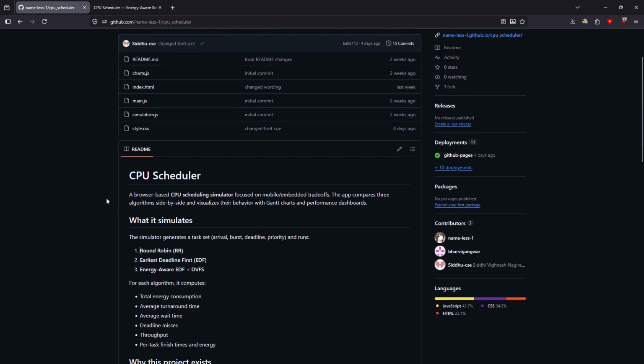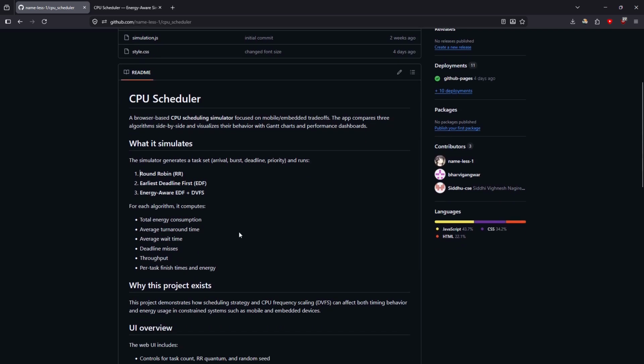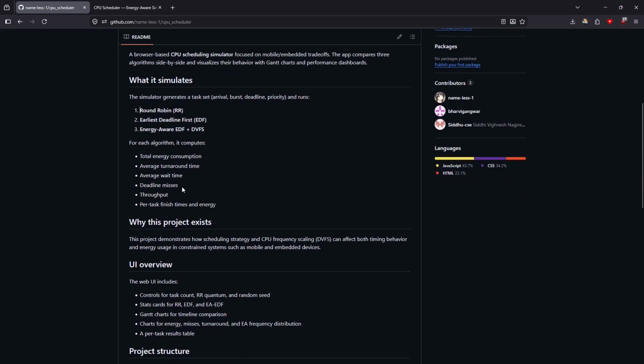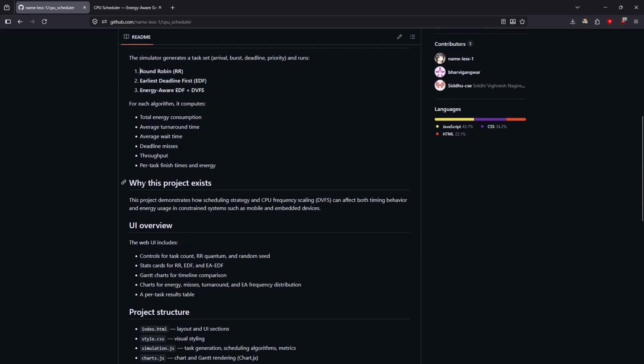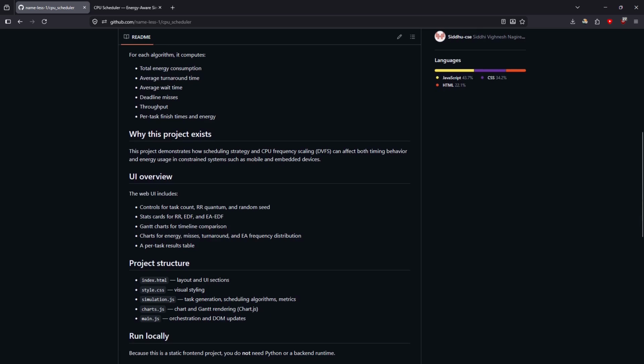This is basically a browser-based CPU scheduling simulator focused on three algorithms: round robin, EDF, and EDF plus DVFS. Each algorithm computes total energy consumption, average turnaround time, and average wait time, and such things. This project is basically made to demonstrate how scheduling strategies and CPU frequency scaling can affect both timing behavior and energy usage.